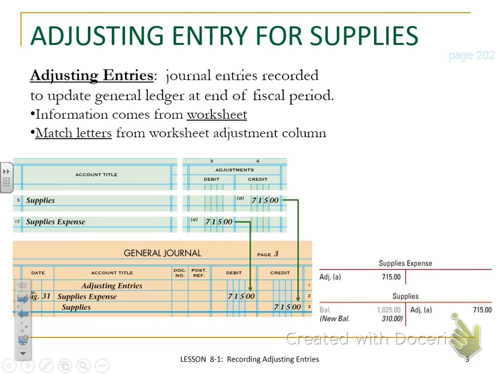And so if we look at this snapshot of our worksheet up here at the top, we see on line 5 we have our supplies and we have a credit for our supplies, and then we have down here our supplies expense and we have the debit. So that's going to make up the two accounts for our entry for the adjustment for supplies. So we debit our supplies expense for $715 and we credit our supplies for that same $715.